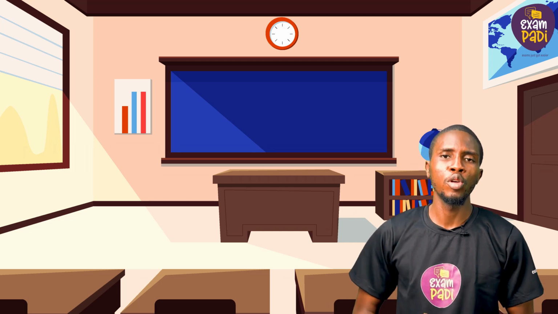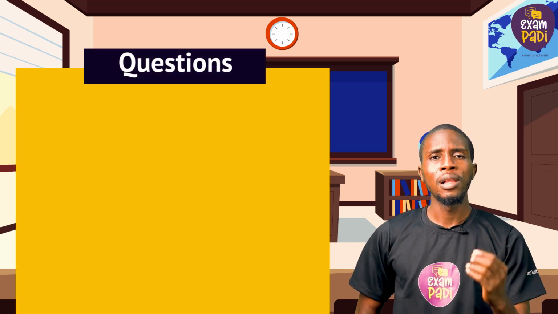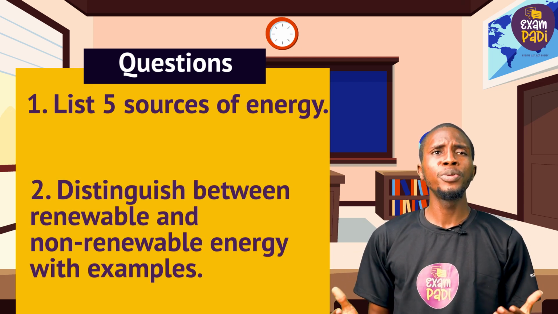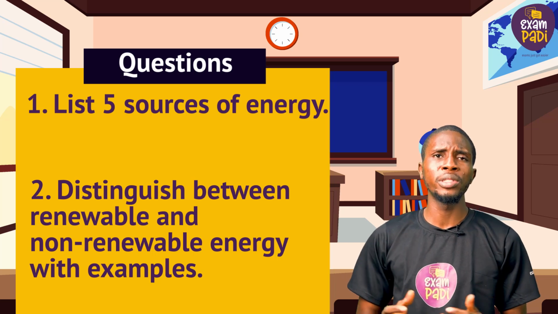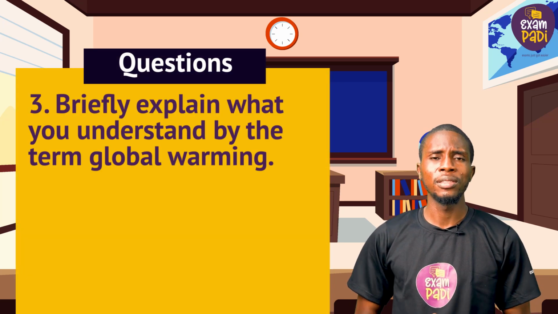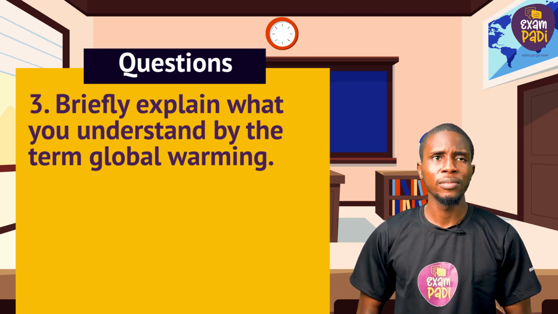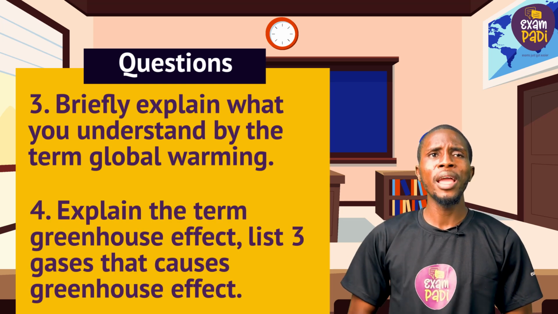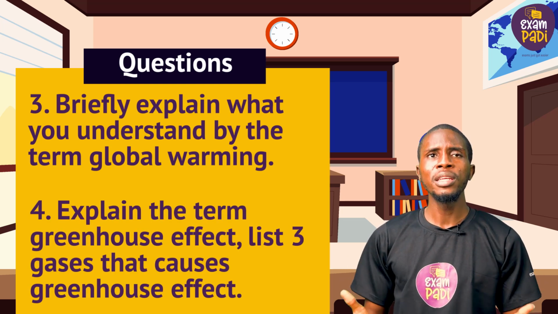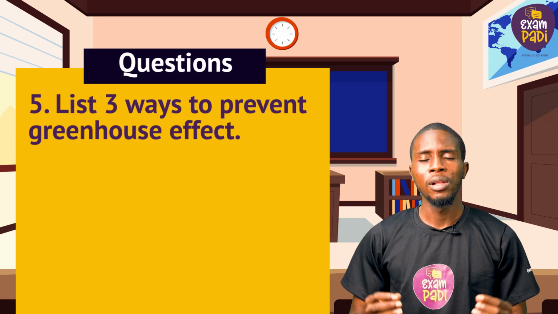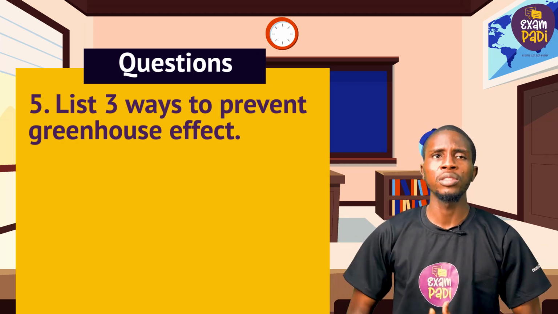We have come to the end of today's lesson. Answer the following questions to assess yourself on the just concluded lessons. 1. List 5 sources of energy. 2. Distinguish between renewable and non-renewable energy with examples. 3. Briefly explain what you understand by the term global warming. 4. Explain the term greenhouse effect. List 3 gases that cause the greenhouse effect. And 5. List 3 ways to prevent the greenhouse effect.